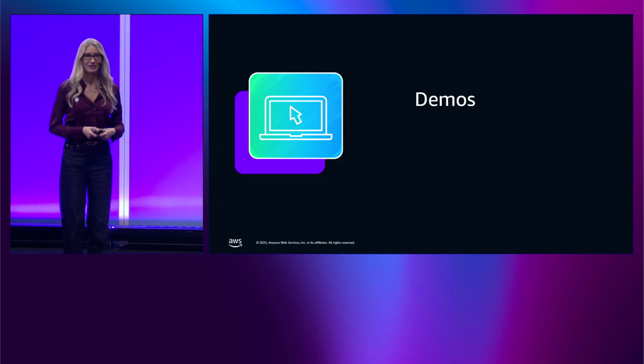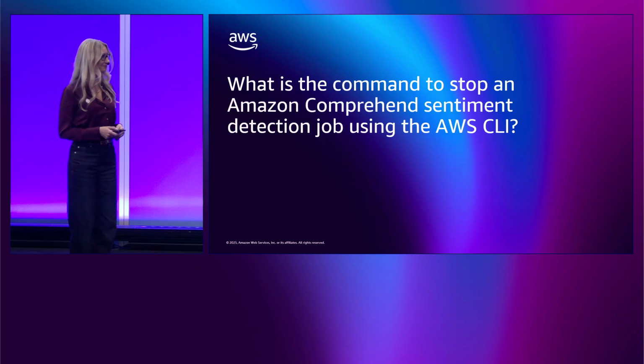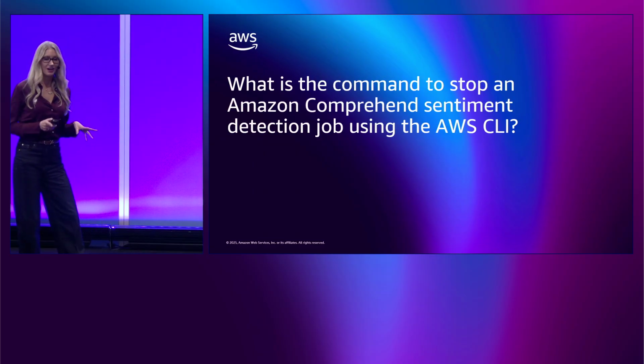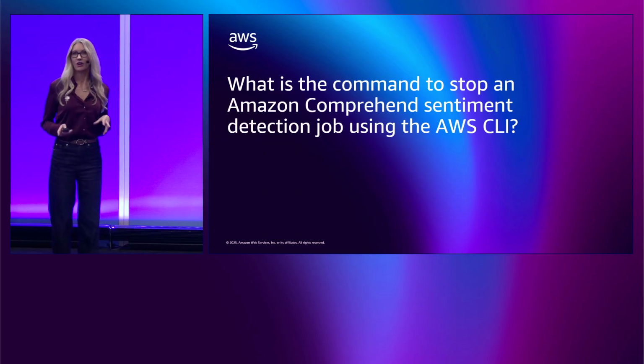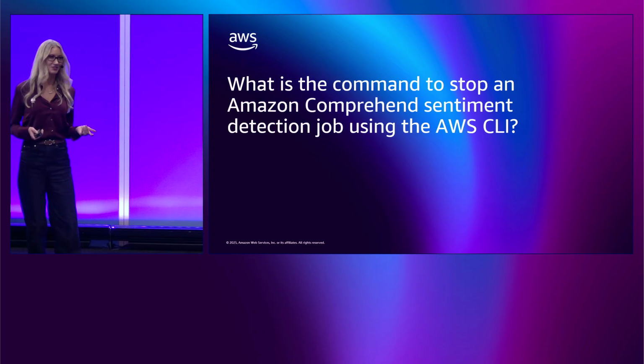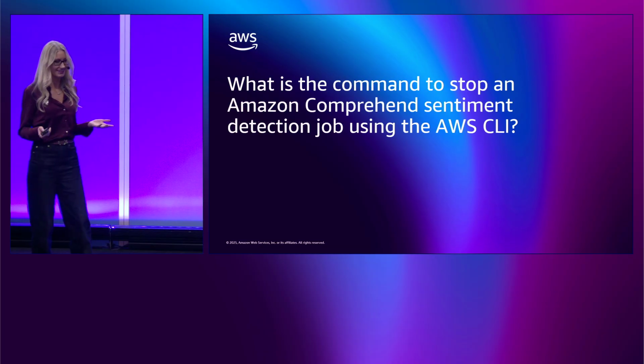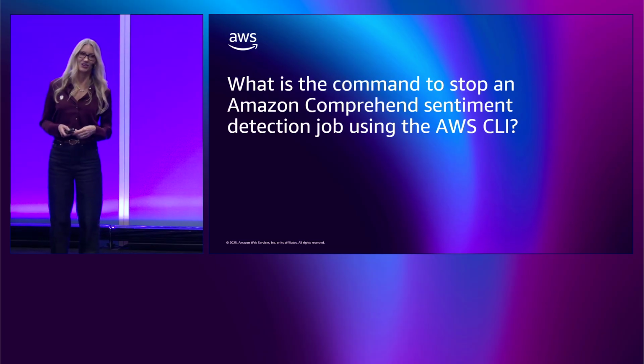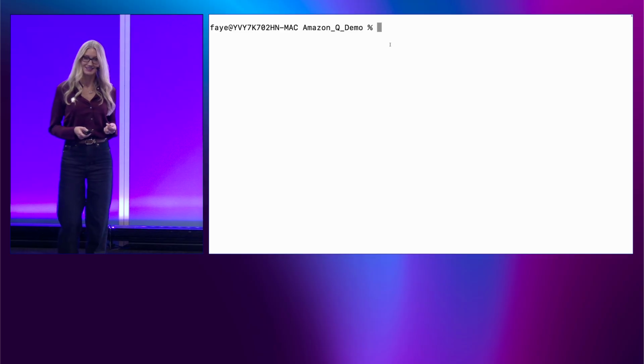Okay, on to my demos, and I've got a few little demos to show you. First of all, I use it a lot when I can't remember an AWS CLI command. And I can't remember them all, especially when I'm trying to stop an Amazon Comprehend sentiment analysis job. That's not a command I use every day, so I can get Kiro to help me with that. Let's see it in action.